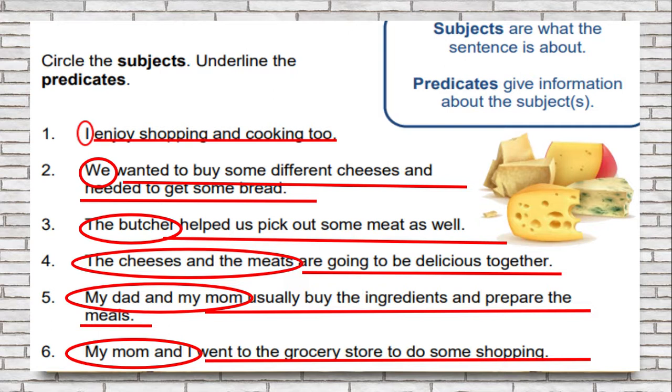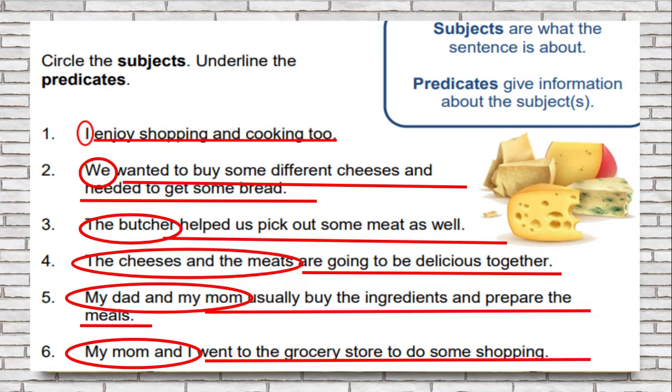The butcher helped us pick out some meat as well. The butcher is the subject. Helped us pick out some meat as well is the predicate. The cheeses and the meats are going to be delicious together. The cheeses and the meats is the subject, are going to be delicious together is the predicate.